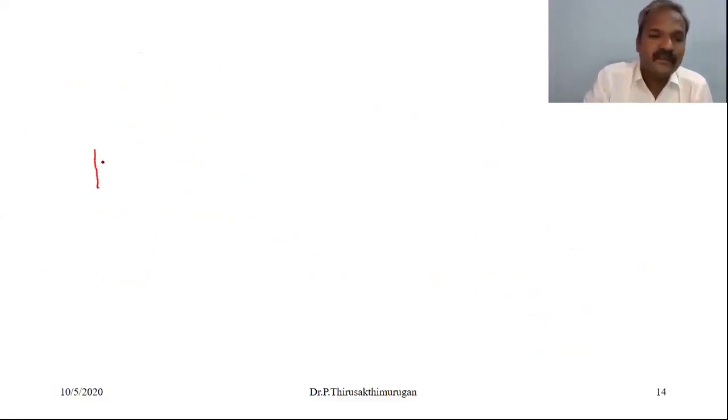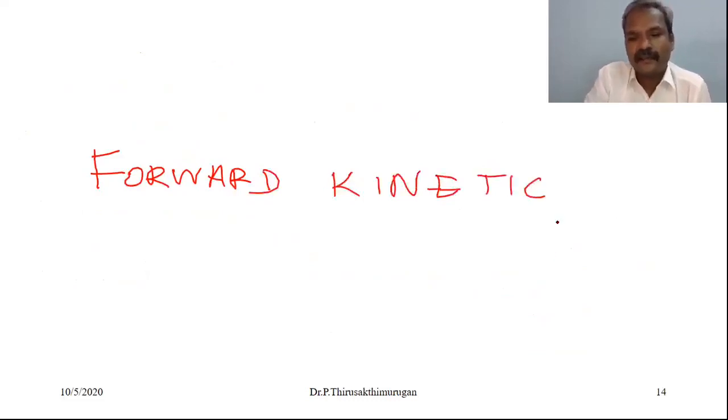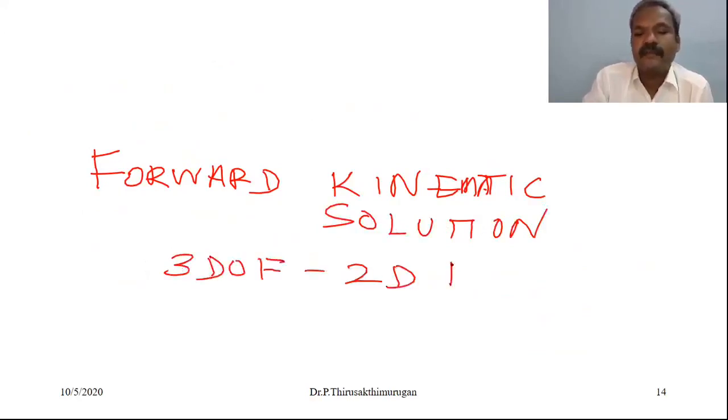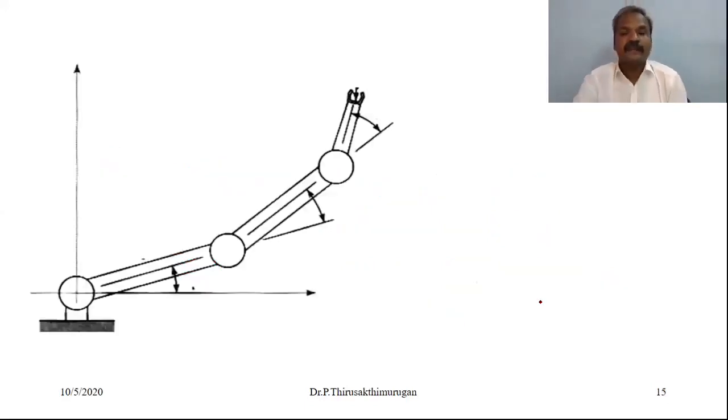Next is the forward kinematic solution for a 3 degree of freedom, 2-dimensional planar robot. Clear? So consider this is the 3 degree of freedom planar robot.